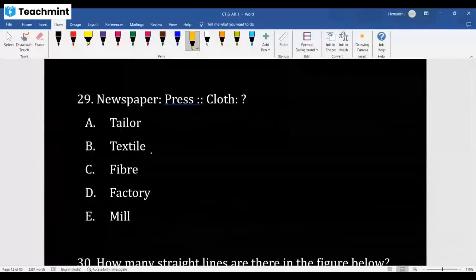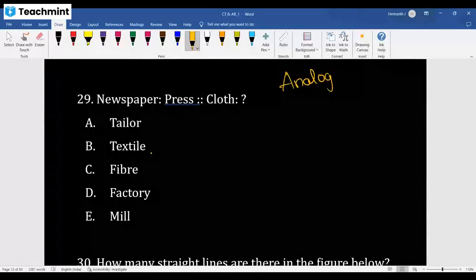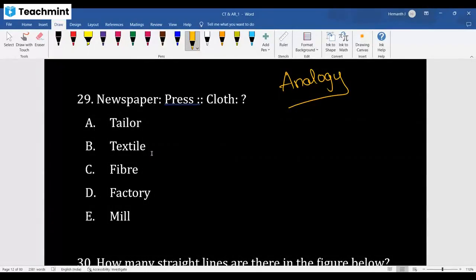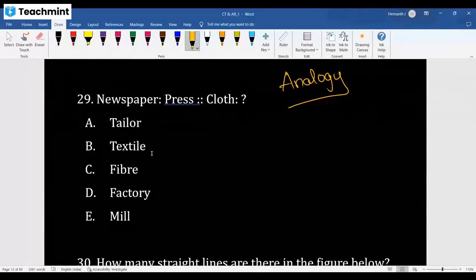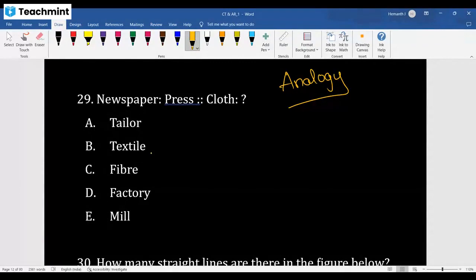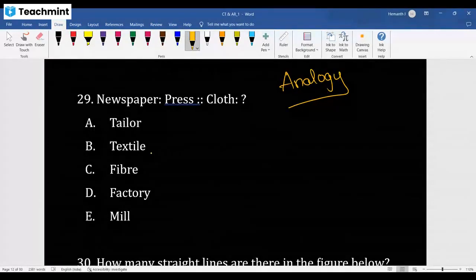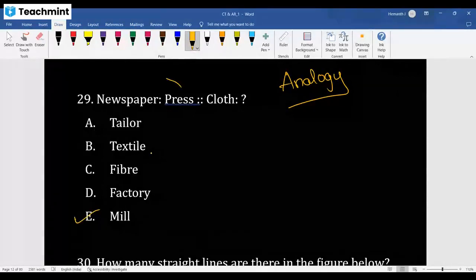Word analogy. My dear friends, the questions may repeat, may not, sometimes, but this way of asking the question won't change, believe. The model like this will come. Now here, newspaper, press for cloth, mills. From press, newspapers will come, from mills, cloths.